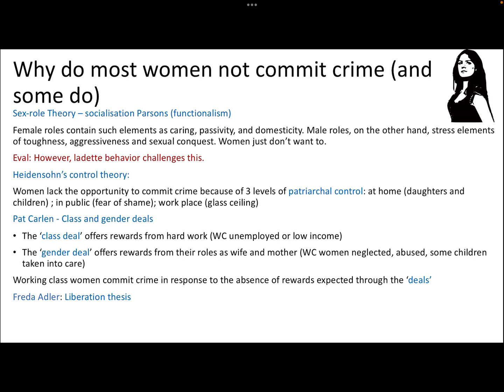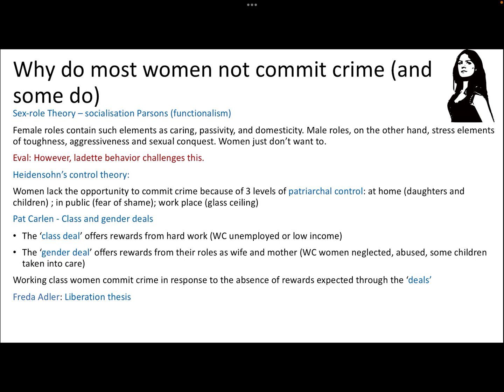However, she points out that working class women are often unemployed, on benefits, or on a really low income. So no matter how hard they work in their low income jobs, they still don't have very much money. And they might have loads of outlets because quite often they might be lone parents, for example. And many are rewarded by the gender deal. So women will be rewarded for their roles as a wife and a mother. You know, they'll be given financial stability by their male partner, perhaps. They'll be given lots of emotional support.